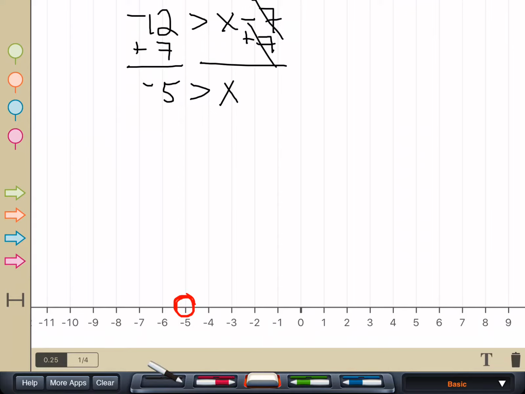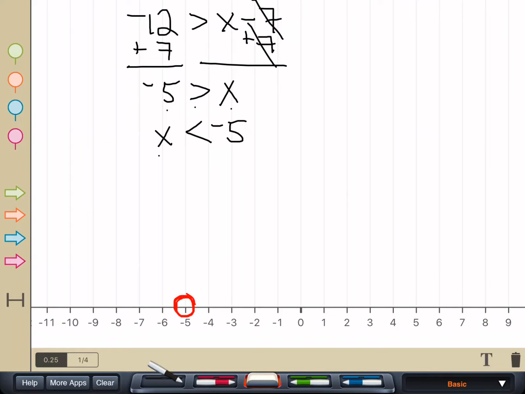Right? And we can even rewrite this. If you're uncomfortable with having the variable on the right, we can flip it around and write it like this. But like I just said, if negative 5 is greater than x, then x must be less than negative 5. And if you take a look at the symbols, you can see that the open space of the symbol is pointing to the negative 5 in each case.